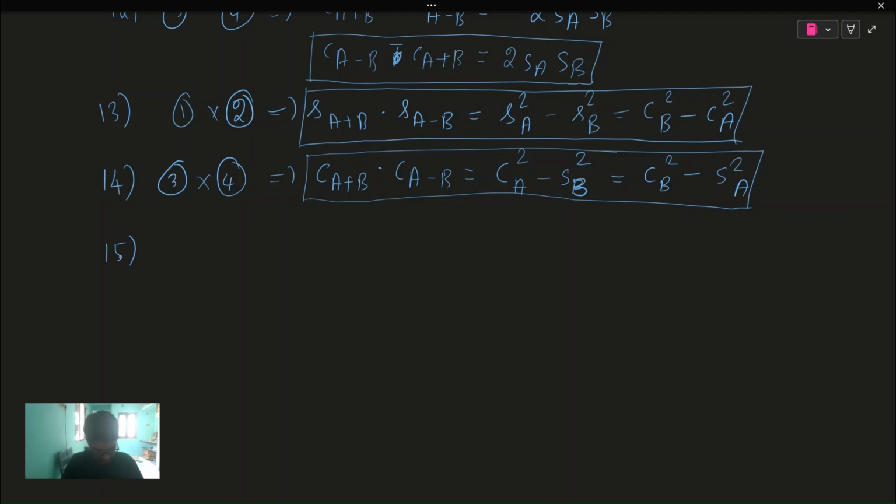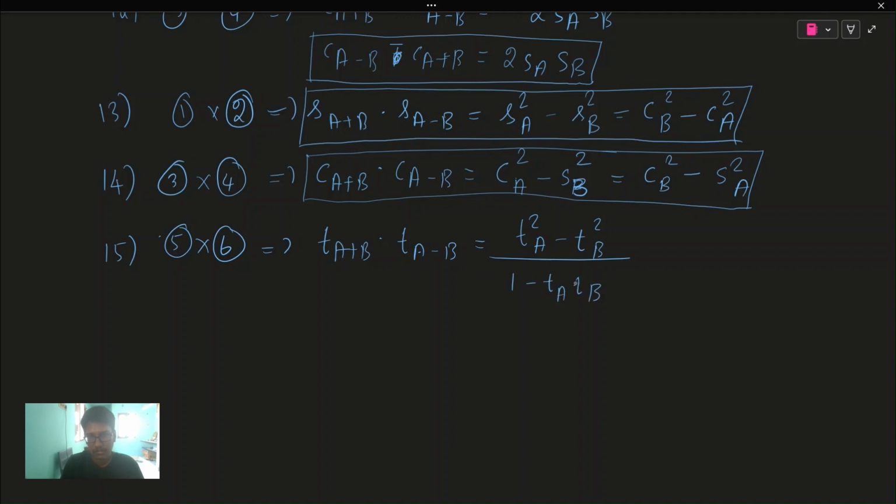Another important one, let's see tan of A plus B. Okay, 5 and 6, let's multiply. We would end up getting tan(A plus B) times tan(A minus B). What would be this identity? tan square A minus tan square B divided by 1 minus tan square A tan square B, sorry. So tan(A plus B) into tan(A minus B) would give you tan square A minus tan square B divided by 1 minus tan square A tan square B.